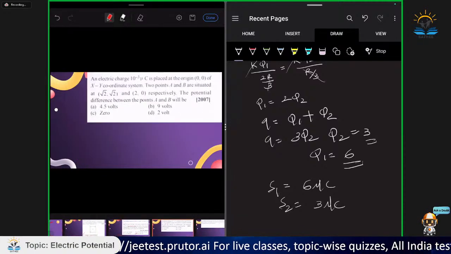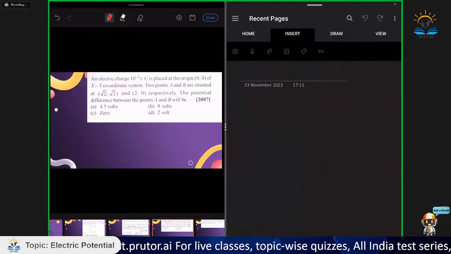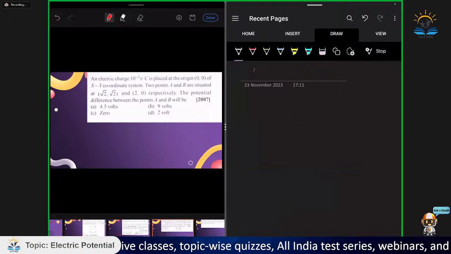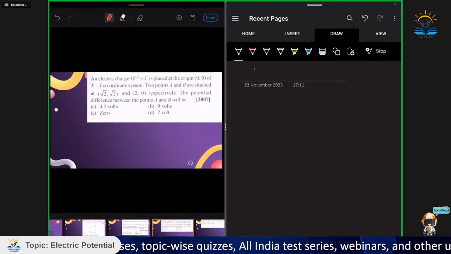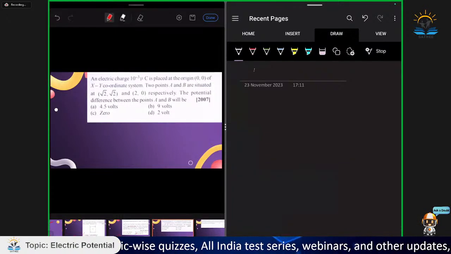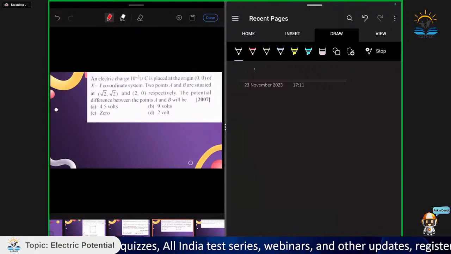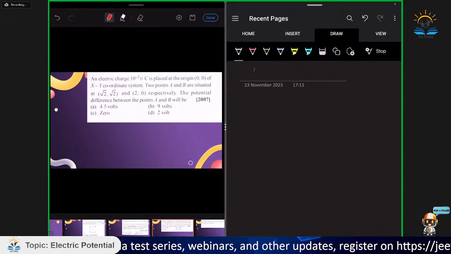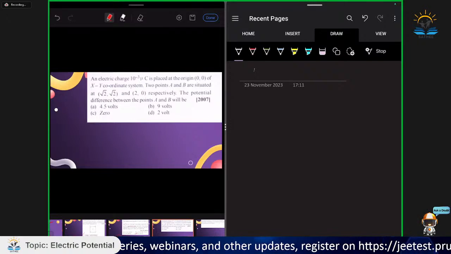This is our next question. An electric charge 10 raised to minus 3 microcoulomb is placed at the origin 0, 0 of the xy coordinate system. Two points A and B are situated at root 2, root 2 and 2, 0 respectively. The potential difference between the points A and B.